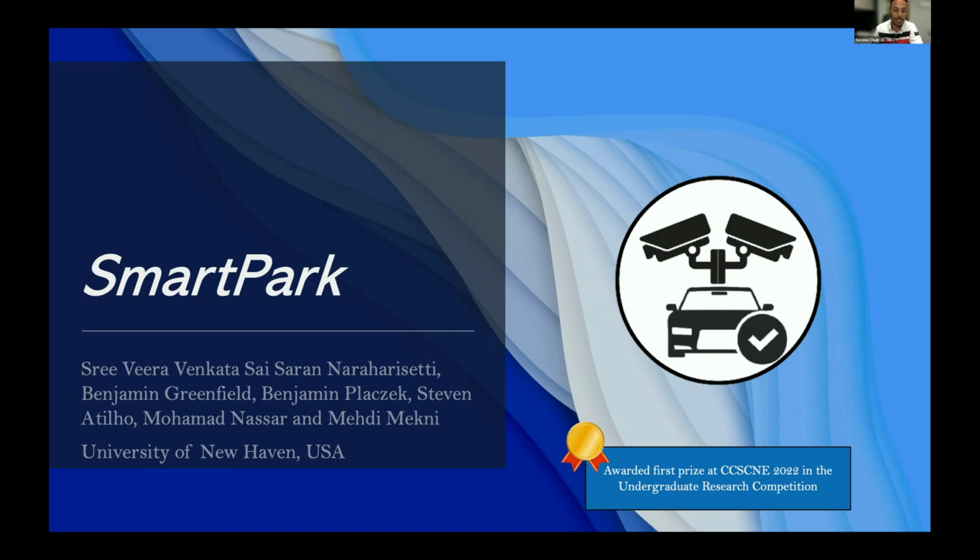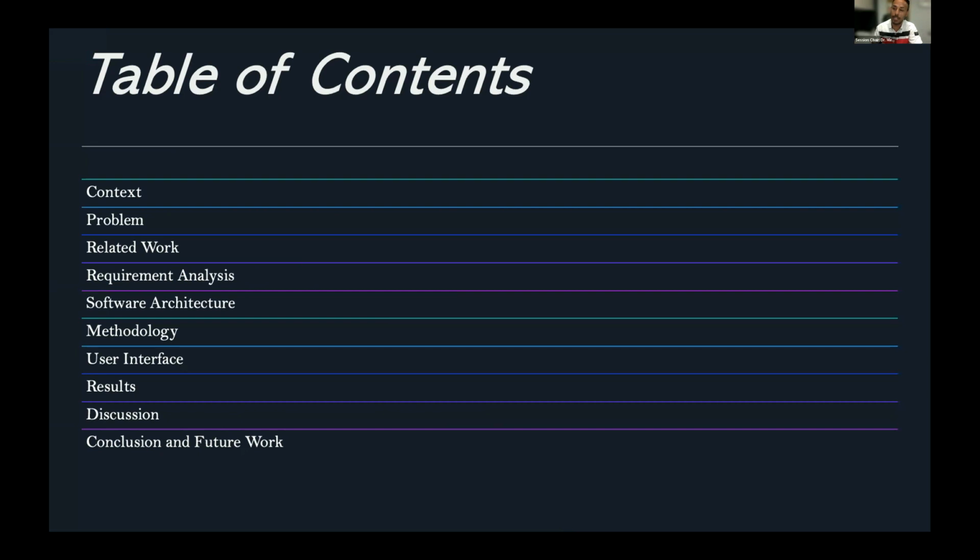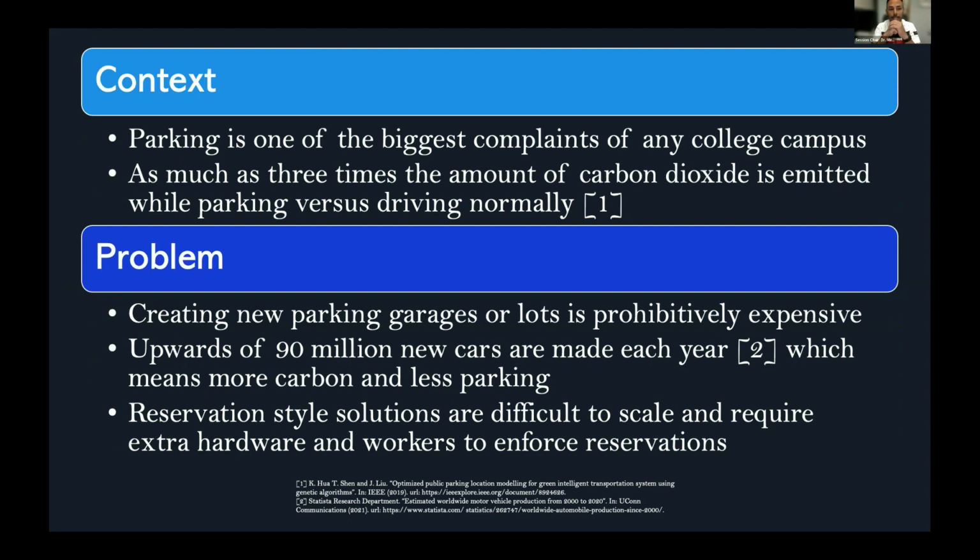So the presentation today will follow this outline. We're going to talk a little bit about the context of the project, the problem formulation, and of course, a couple of related work overviews and discussions. And we're going to talk, from a software engineering perspective, about the requirement analysis that has been followed, the software architecture, the methodology that has been applied, a few user interfaces, and a highlight of the results. Of course, a discussion of the work and some of its limitations and opportunities to address those limitations in future work. So the context basically is related to the parking problem.